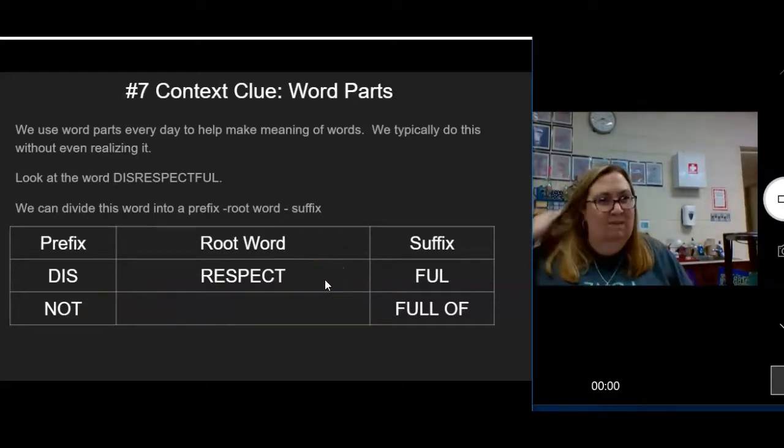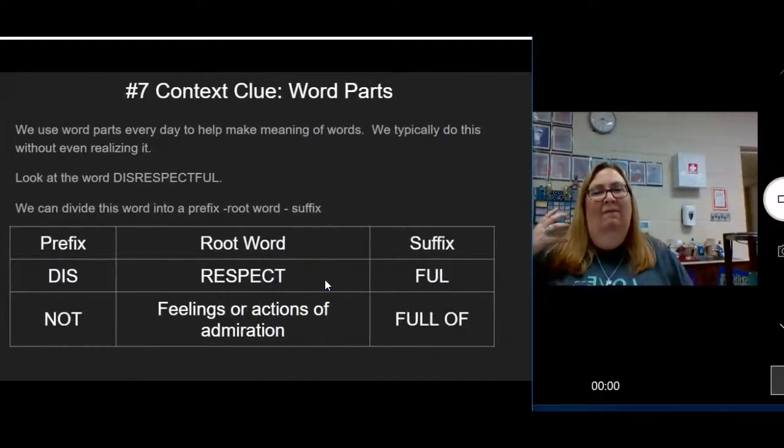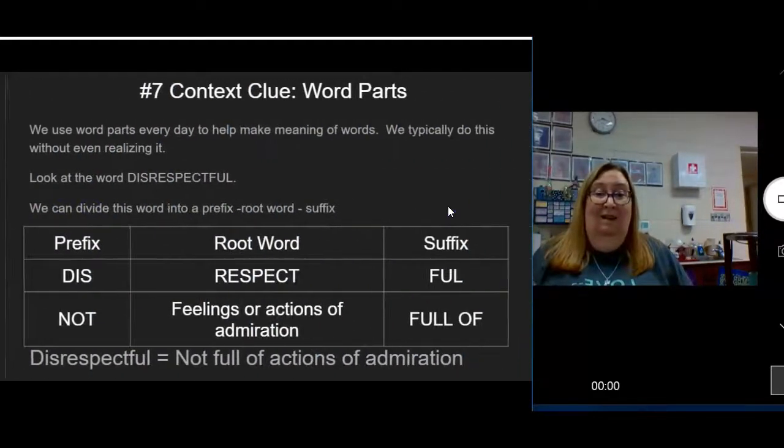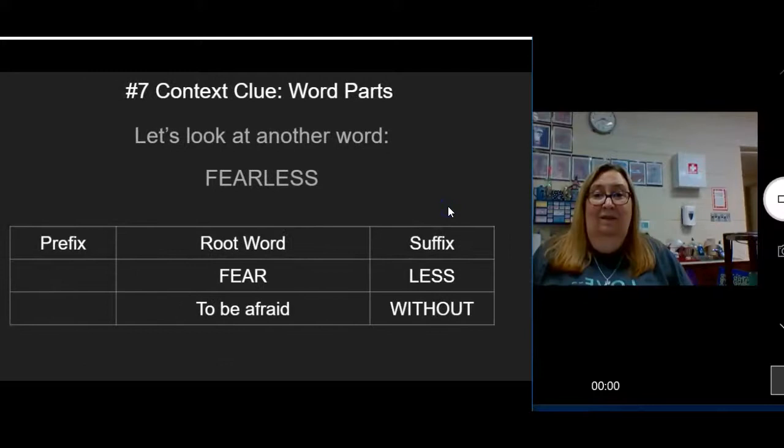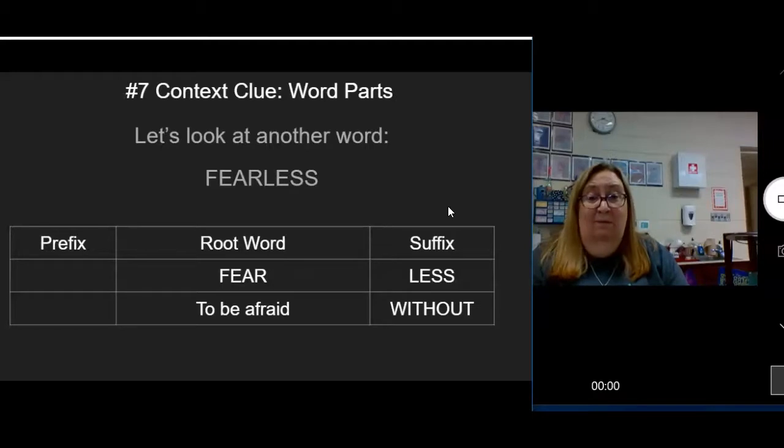Now, we have to know what respect means, and respect means I have feelings or I am showing you actions of admiration. I'm doing things that show that I hold you in high regard or high esteem. I admire you. So if I'm not full of feelings or actions of admiration, then I'm being disrespectful. I'm not showing that I admire you. Let's look at fearless. Fearless doesn't have a prefix because the root word is fear. Nothing comes before it. And fear just means to be afraid or to show that you're afraid. Less is quite the opposite of full. Less means without. So if I am without fear, then I am fearless.